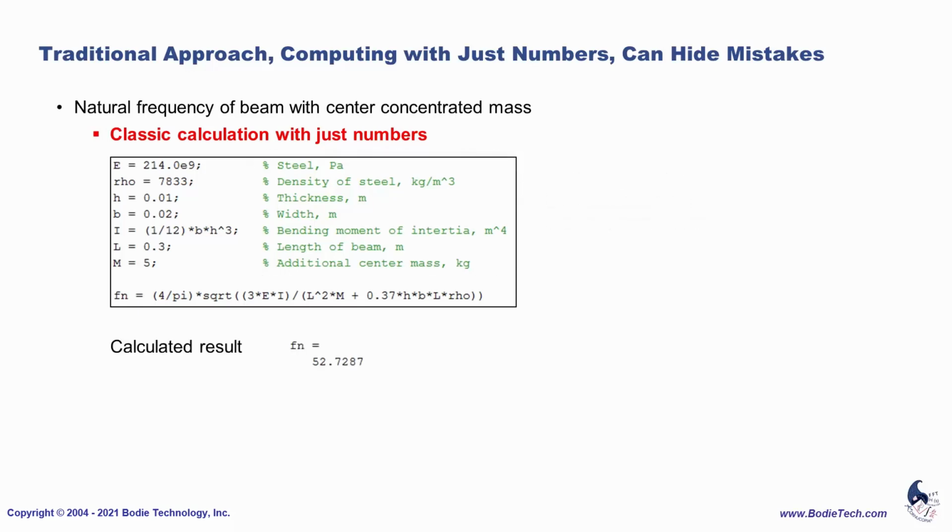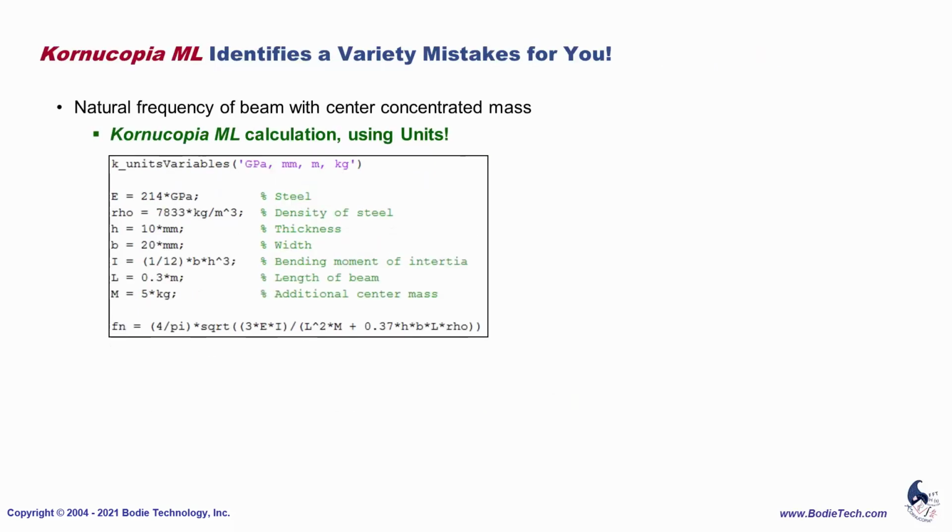Calculating from the inputs, MATLAB returns the natural frequency as a value just under 53, and the engineer reports a result of 52.7 Hz. Is this result correct? Can you tell? Kornucopia can. Because Kornucopia works with units, it can identify a variety of mistakes that may exist in your calculations.